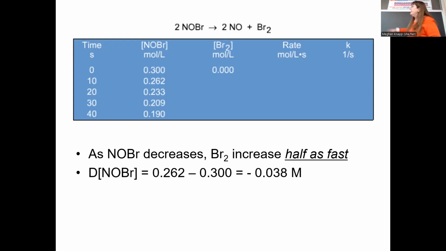So if I were to calculate in those first few seconds, I start off with 0.3 molar NOBr and no Br2 because it's a product. In the first 10 seconds, I change the amount of NOBr by this much, 0.038. That's how much that goes down. Now it's got a negative because it's going down. The amount that the bromine increases is going to be half as much. So 0.019 is half as much as 0.038. So they're related by half.